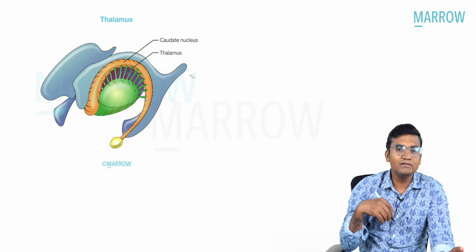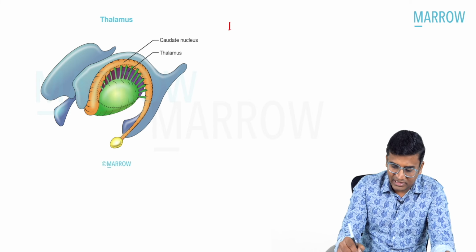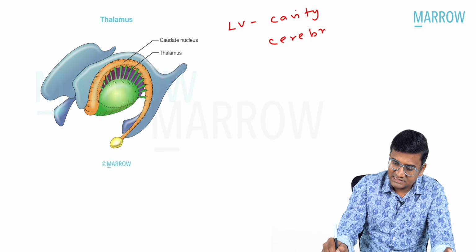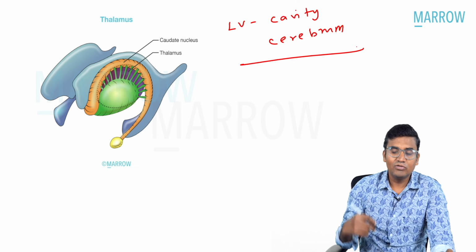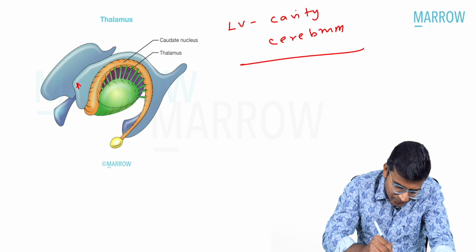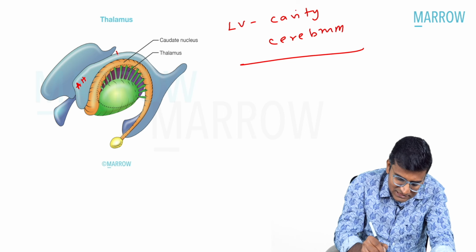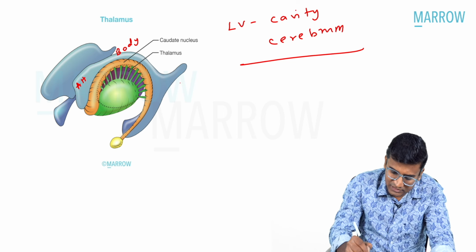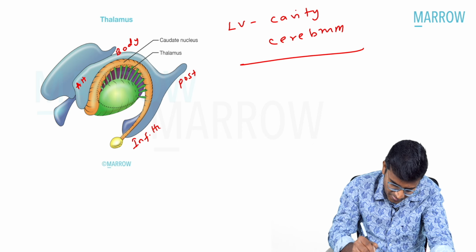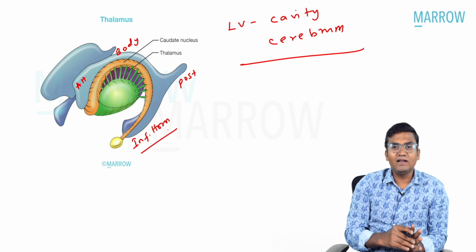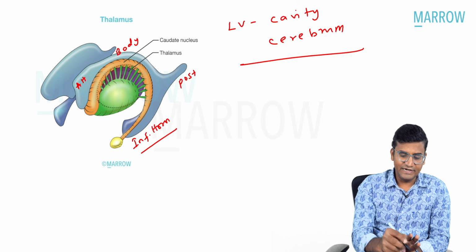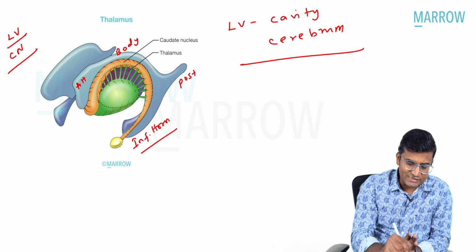Now, what is lateral ventricle? Lateral ventricle, you know, it is a cavity in the cerebrum, telencephalon. Now, lateral ventricle is having 4 parts. Now, this is the anterior horn and this is the body. This is posterior horn and this is the inferior horn. So, lateral ventricle and the caudate nucleus, they are interrelated.